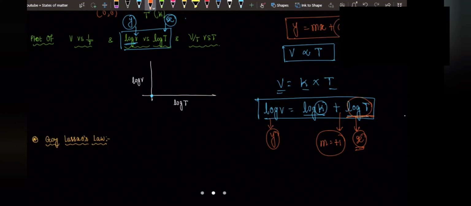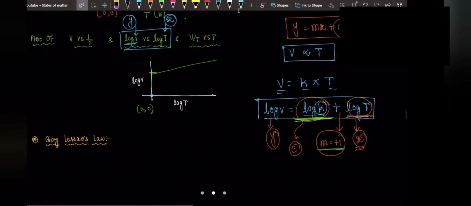Now you consider the c value from this equation. So definitely the c value is log K. From there, we can draw the diagram: from the 0, 0 axis, we need to move up to the intercept value, which is log K. Then I have to make sure that it's a straight line with a positive slope. So it would be going up, like that. So this is our final equation, and this is our final curve of log V versus log T.